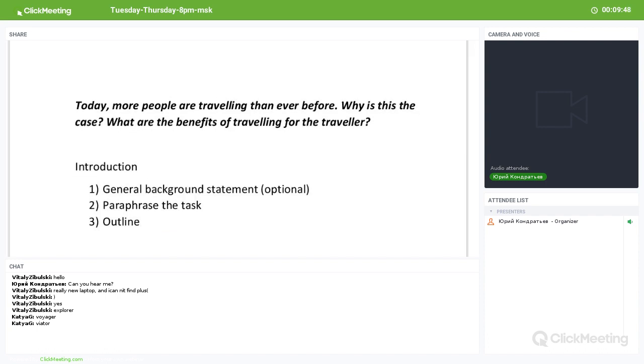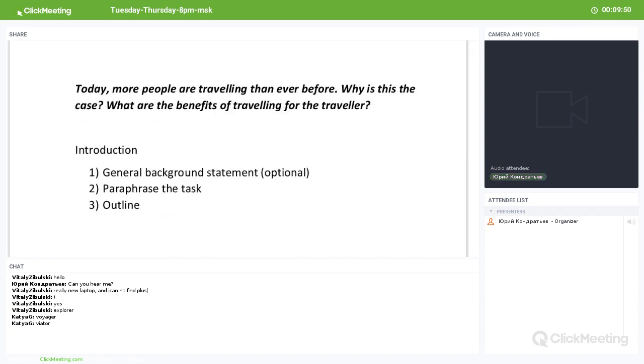So, talking about the introduction, normally in our introductions, we just write a general background statement, something very general on the topic. Like traveling is becoming very popular, but in our case, it's very similar to the task. So we just have a general background statement. Then we paraphrase the task.